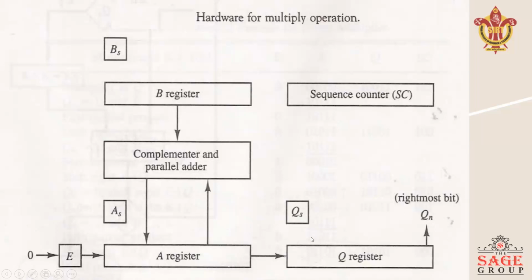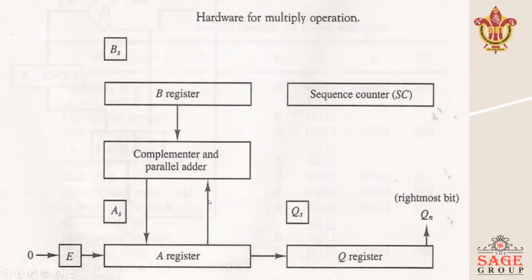Register Q and register B are used to store the multiplier and multiplicand respectively. Register Q is used to store the magnitude of the multiplicand, and the sign bit of the multiplicand will be stored in QS. In the same way, register B will be used to store the value of the multiplier, and the sign bit of the multiplier will be stored in the BS bit. Now, what is the role of register A? Register A is used to store the partial products generated by the parallel adder and complementer.